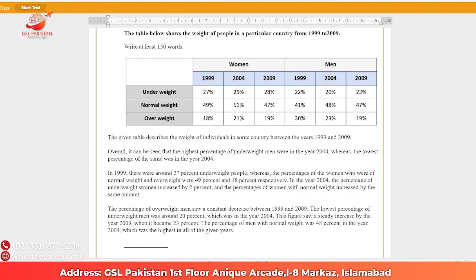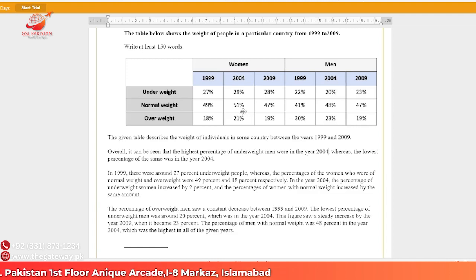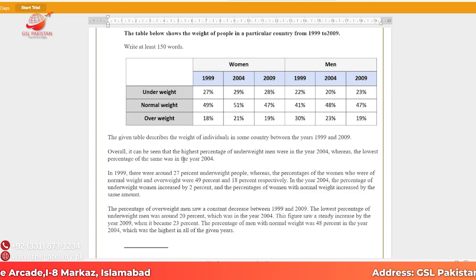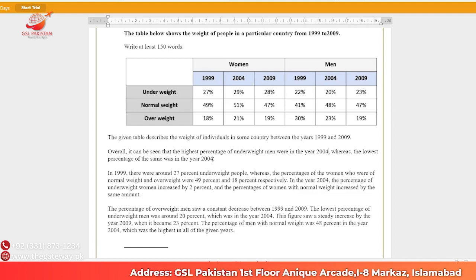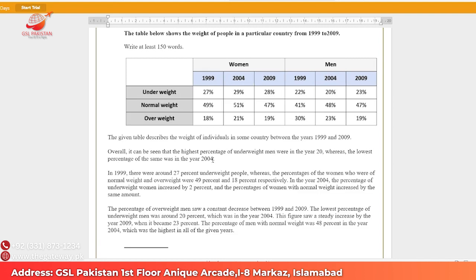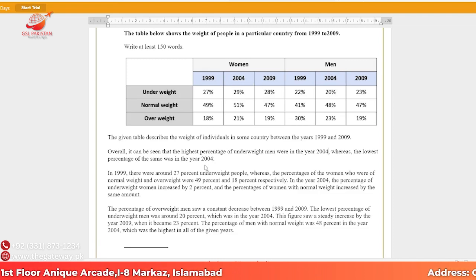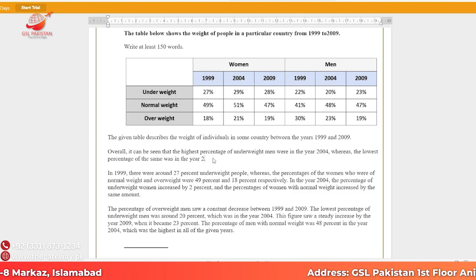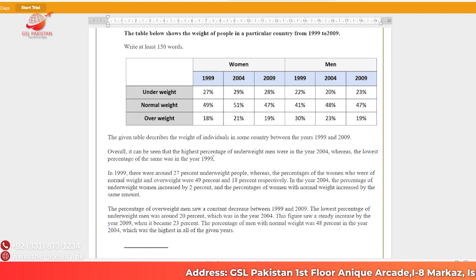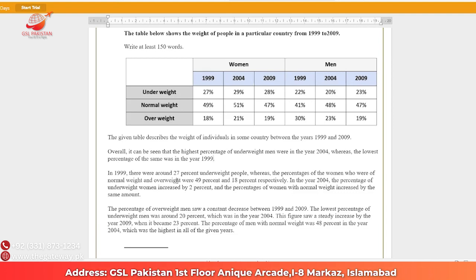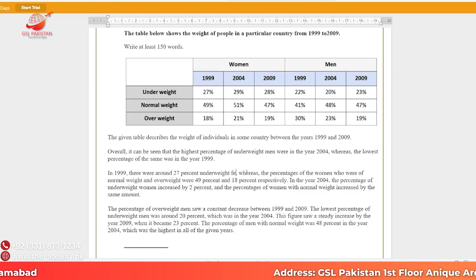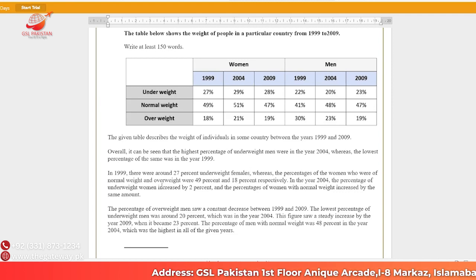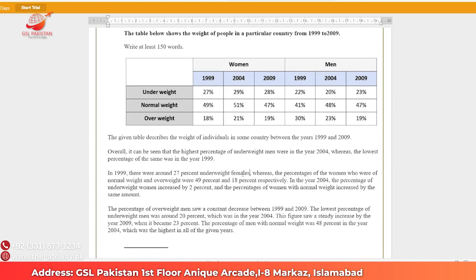That's why overall it can be seen that the highest percentage of underweight men were in the year 2004, whereas the lowest percentage of the same was in the year 1999. Let me just correct this over here. Okay, in 1999, there were around 27% underweight people, and this is referring to women, so let me just correct it to make it women. Rather, we can write females. Whereas the percentage of women who were of normal weight and underweight were 49%, it's 49% over here, and 18% respectively.